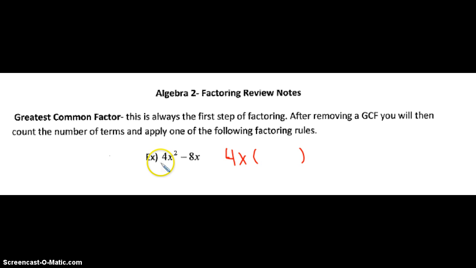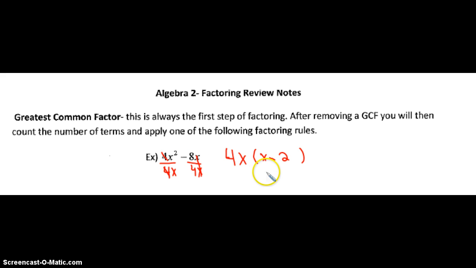out of 4x squared, you're really just dividing this by 4x to see what you have left. Well, the 4's are going to cancel, and then from our rules of exponents, we know if we have 2 on top and we take off 1 at the bottom, we're left with 1. Then minus, and if we divide this by 4x, the x's are going to cancel, and 8 divided by 4 is 2.